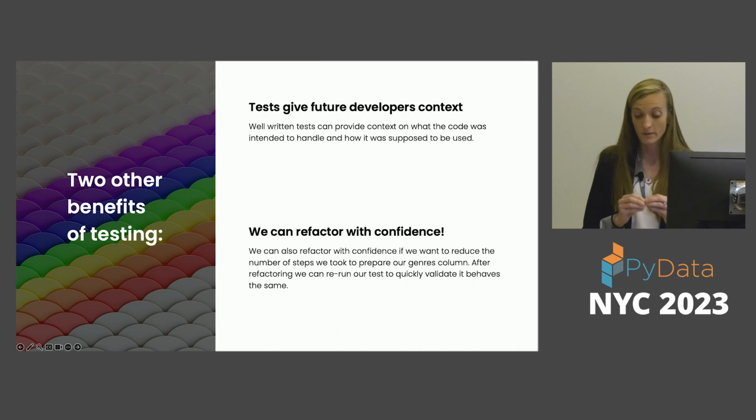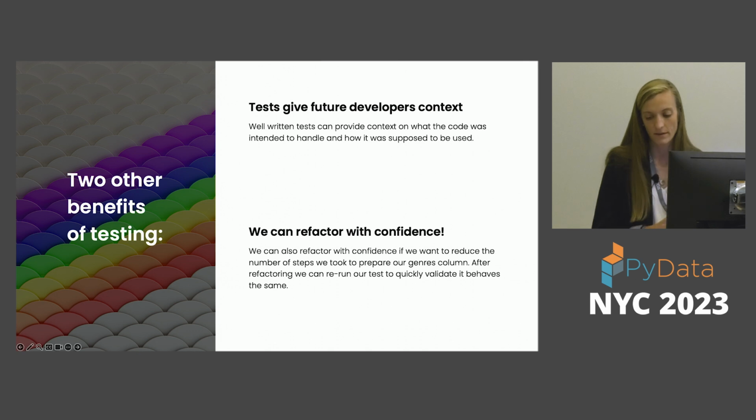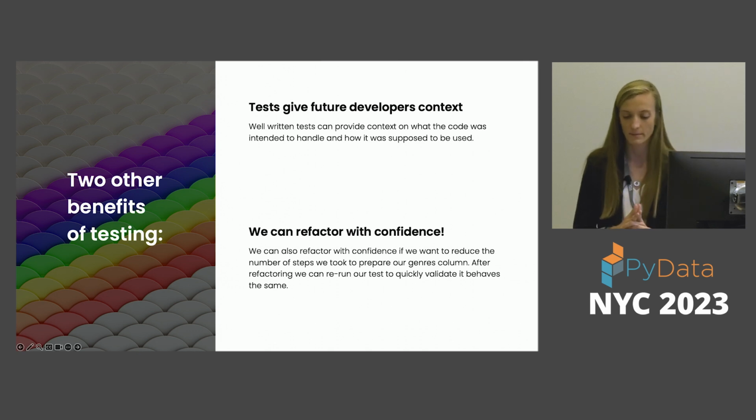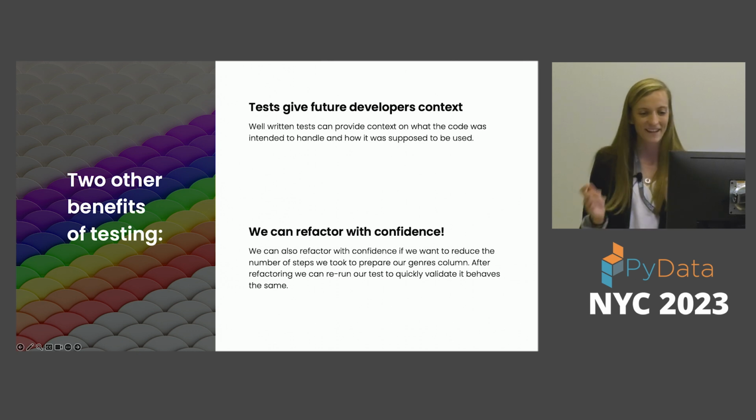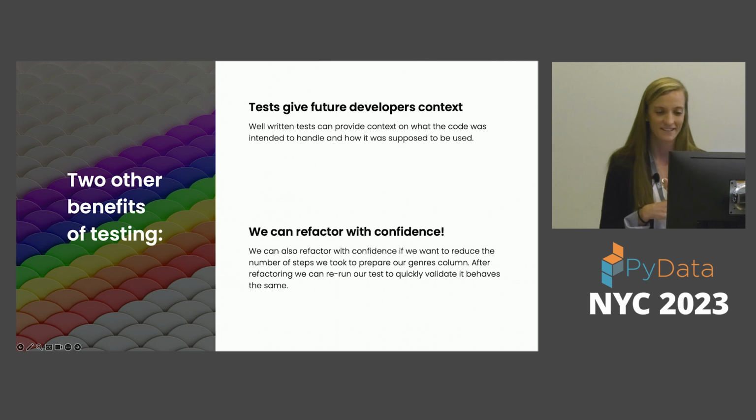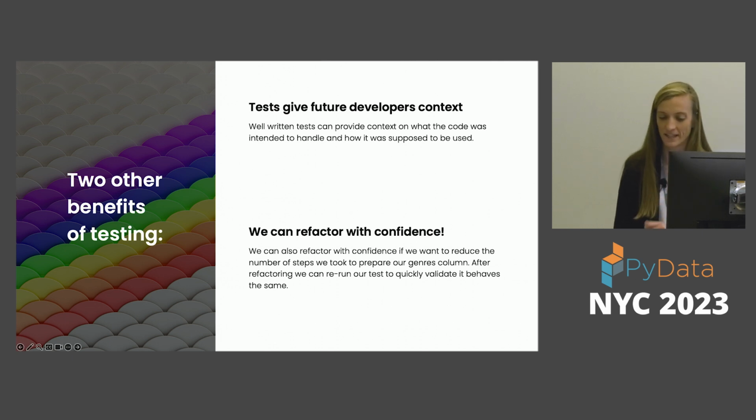And we can also refactor with confidence. So while we were going through the notebook, if you thought like, wow, she's taking a lot of separate steps to clean that genres column, I could probably do it in 1 line of code. You could do that now. You could make that refactor and you could run your tests to validate that everything is working the way you expect it to.